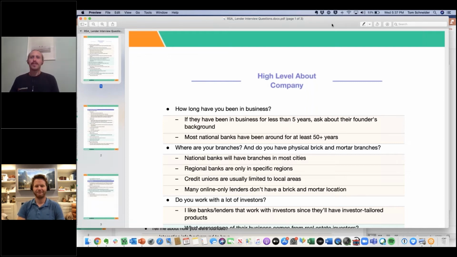So this is our lender questionnaire or interview template that we created for the Academy. We just have some high level questions about the company that I would look to ask. And we have the question and then a list of color background about some things to be thinking about, or maybe some red flags to be aware of, or answers that you might like to see or should expect to see.